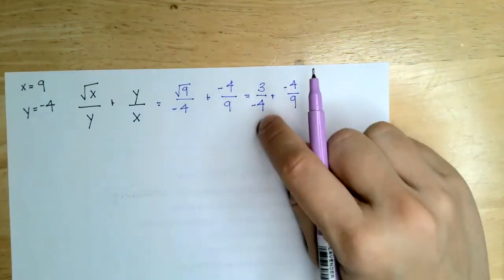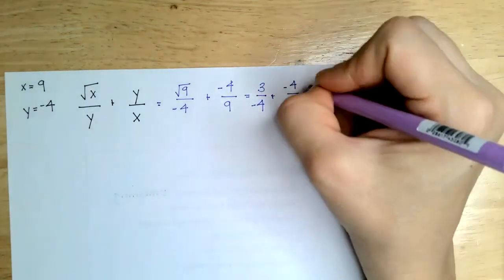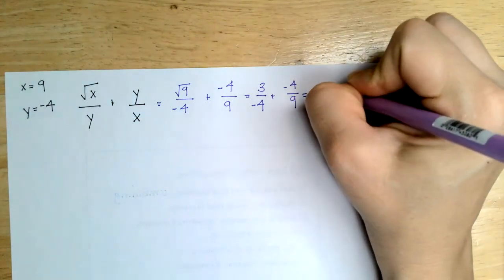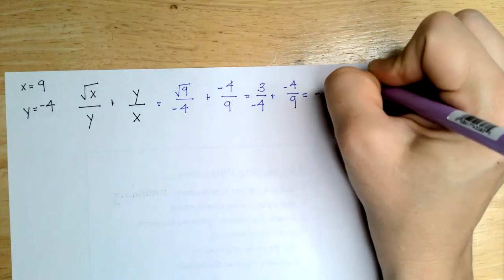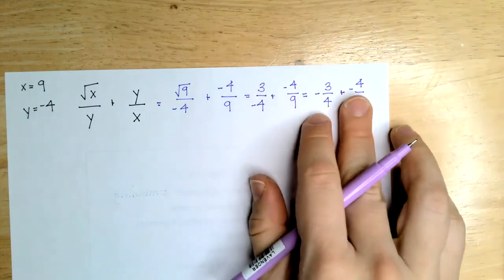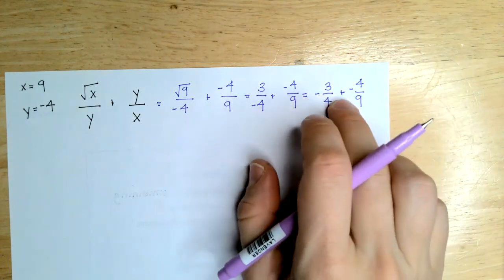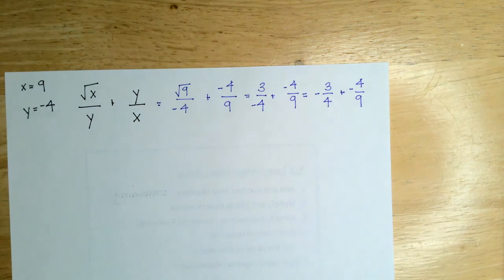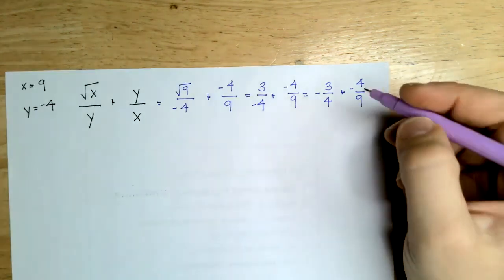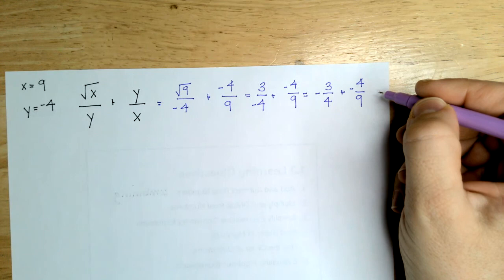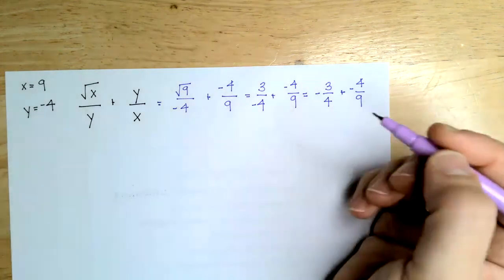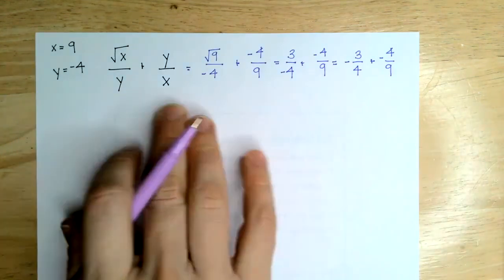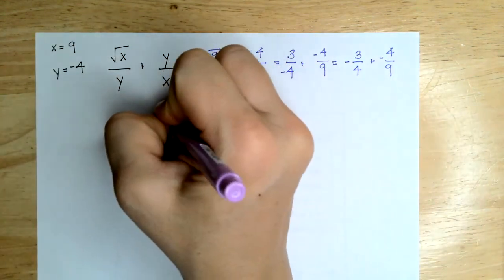The next thing I'm going to do is take these negatives and just put them out in front so that it doesn't get too confusing. So it's a -3/4 plus a -4/9. Now I should be able to see that if I'm adding two negatives, I should end up with a negative, right? They are the same sign, so I'm going to combine them together and give them a negative at the end. All right, so again, I'm going to rewrite it.